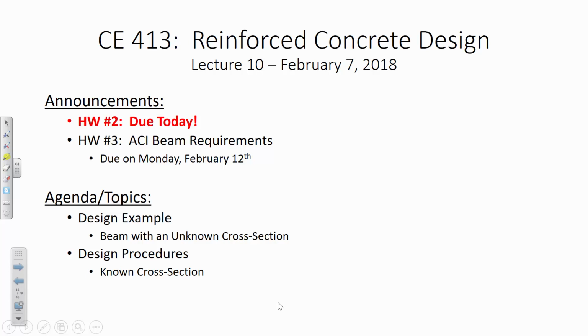Okay, so homework number 3, ACI beam requirements, that's due Monday. Again, that's a really short assignment. It's only two problems, but it's really just meant to make sure that everybody's okay with computing strains and computing ACI minimum requirements for steel, computing phi values, and all of that. And I think a separate exercise on that, a short one, will make your life a lot easier when you do homework 4, which is a full-blown design homework. Okay? Any questions so far?